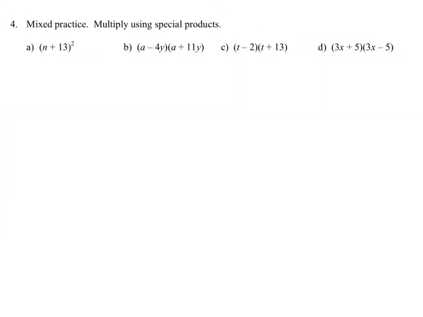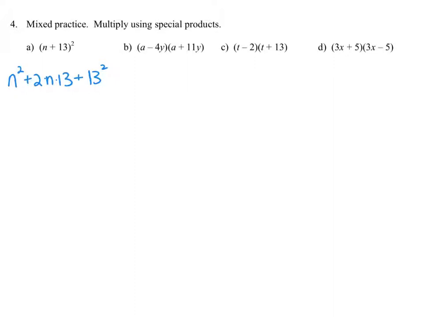So let's put it all together in the next examples, which is mixed practice, where we can multiply using special products. Here we're squaring a binomial. When we square a binomial, we square the first term, n times n is n squared, twice the product, 2 times n times 13, and square the last term, 13 times 13, 169.